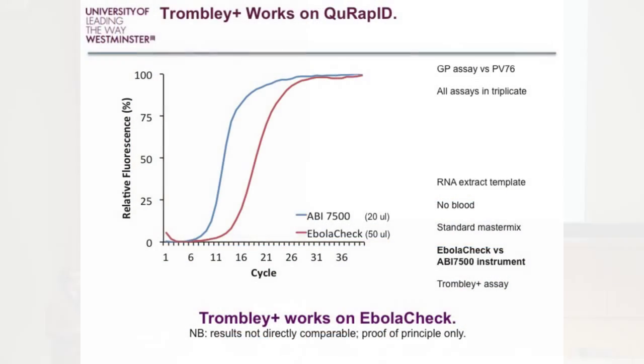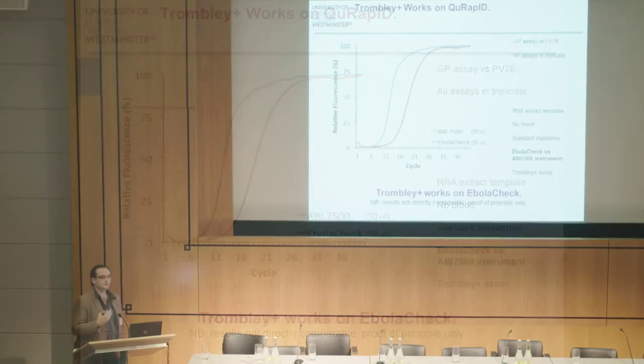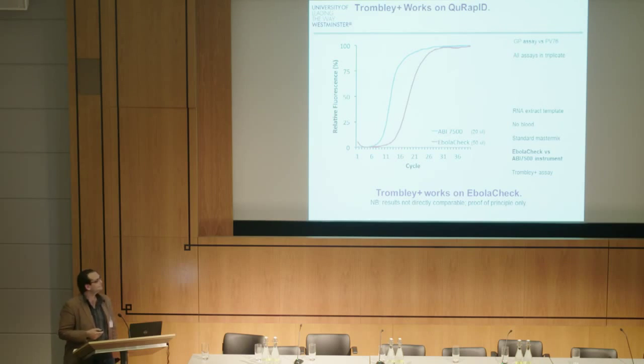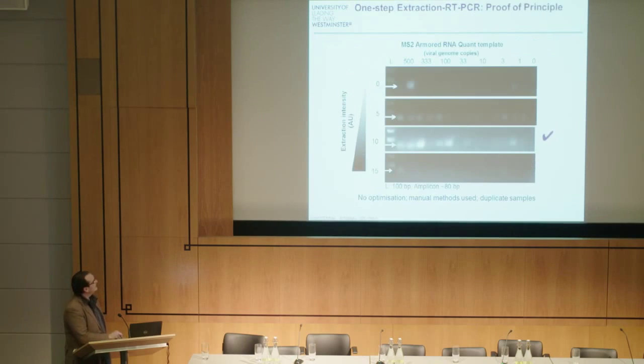And then we put the assay on both systems, the ABI 7500, and we put it also on the QRapid. And lo and behold, we get nice amplification curves for both. Please note, you cannot directly compare the threshold cycles here between the 2 instruments. The volumes are different. There's a lot of thermal modeling that's different. This is just, we can do it, okay, on the instrument. Does it work in blood? Well, let's go to that.